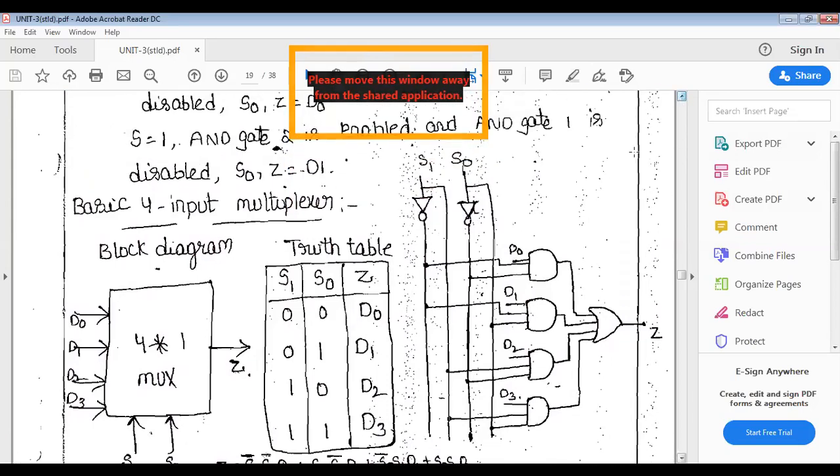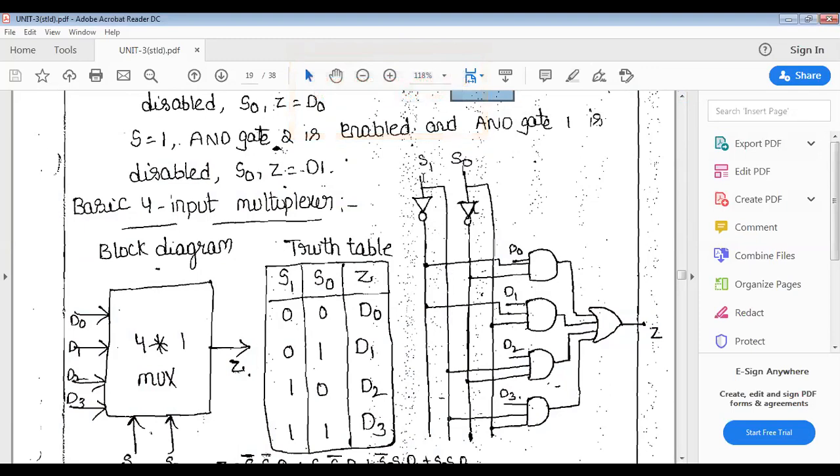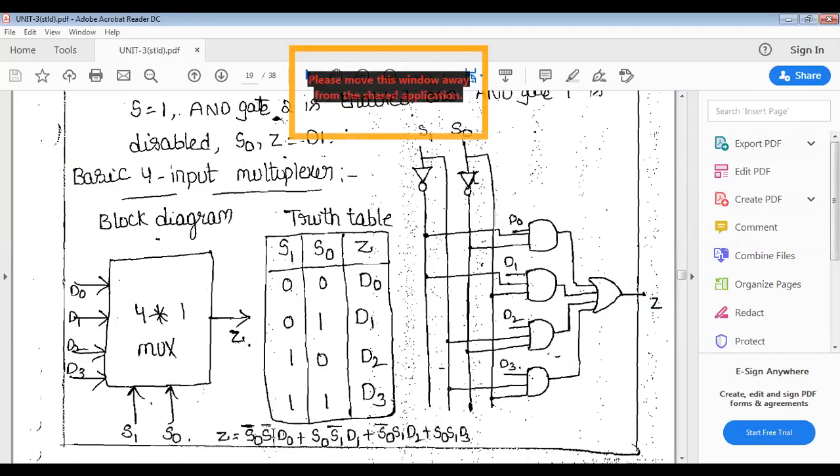You see the logical diagram here, having S0 and S1, and S0 bar and S1 bar by using inverters. Totally you have to draw 4 lines vertically. The first thing is that 4 AND gates are required because there are 4 terms in Z.